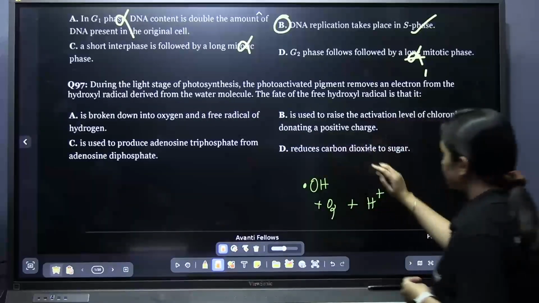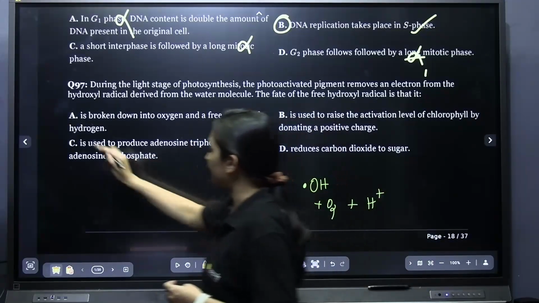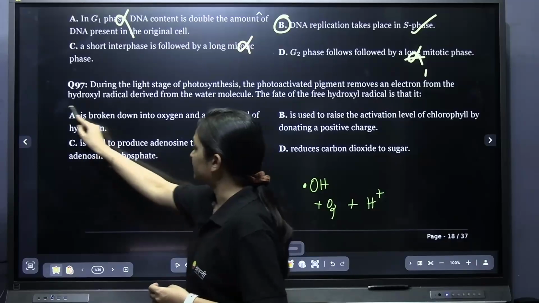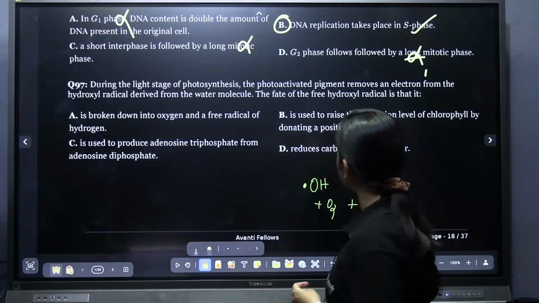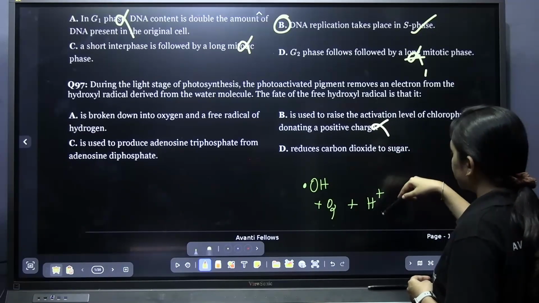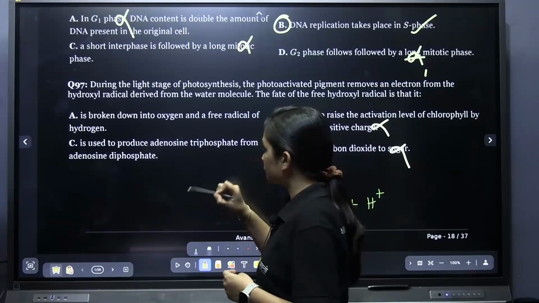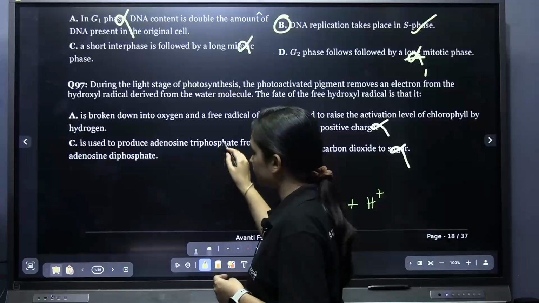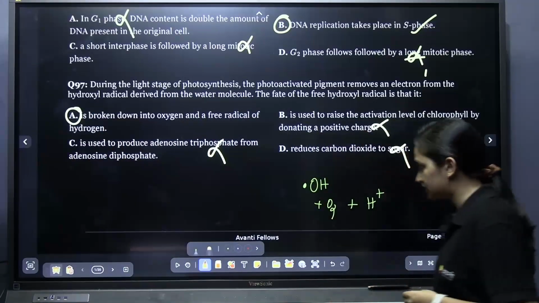So it is broken down into oxygen and free hydrogen. Which among these? It can be broken down into oxygen and free radical of hydrogen. This can be the better answer, isn't it? Yes, it is used to activate chlorophyll? No. Reduces carbon dioxide? No, in light reaction this doesn't happen. It is used to produce adenosine triphosphate from adenosine diphosphate? No. So 97, A is the correct answer.